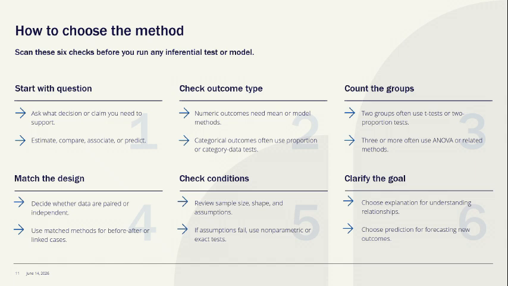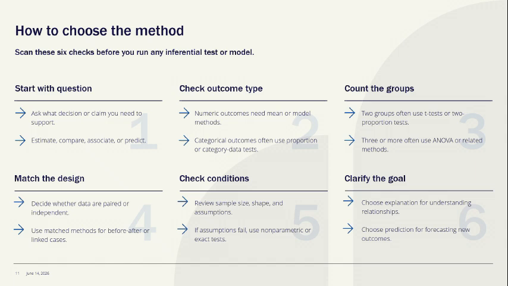Selecting the correct inferential method becomes easier when you follow a systematic process. Start by identifying the question. Are you trying to estimate, compare, associate, or predict? Next, determine the outcome type. Is your outcome numeric or categorical? Then count the number of groups.